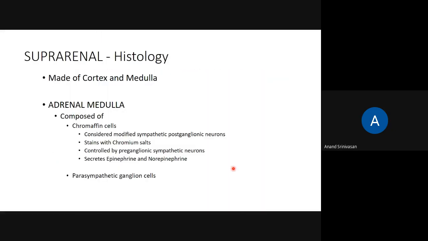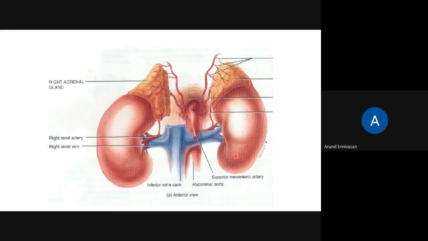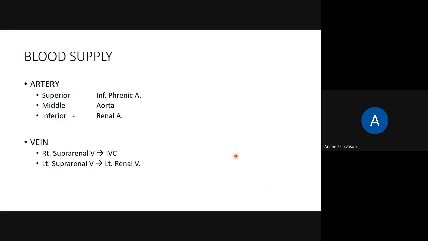So once again, it has both the adrenal cortex and medulla. The adrenal medulla is controlled by the preganglionic sympathetic neurons and secretes epinephrine and norepinephrine. We have covered the lymphatic drainage and the nerve supply, whereas the blood supply of the adrenal gland comes next.